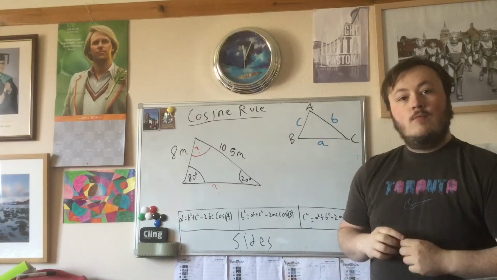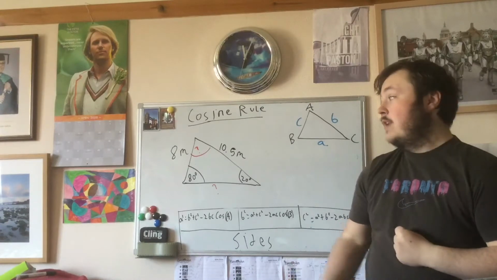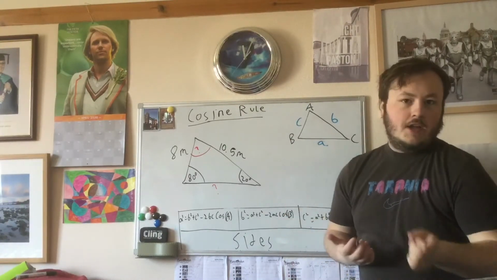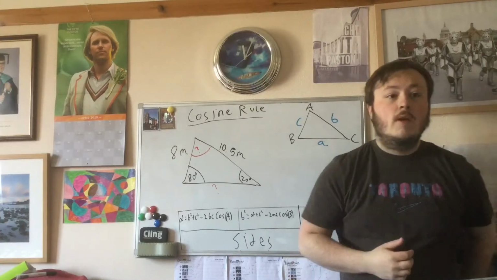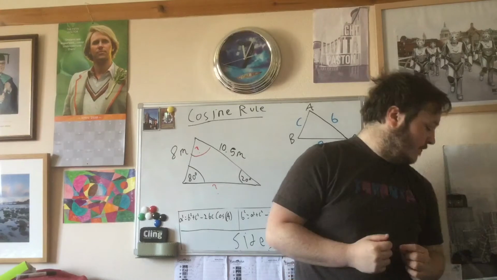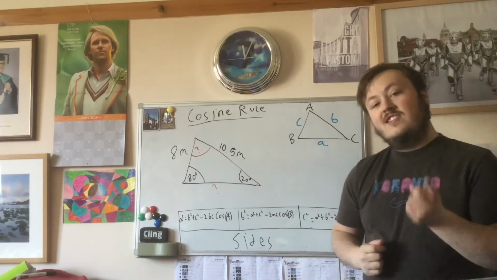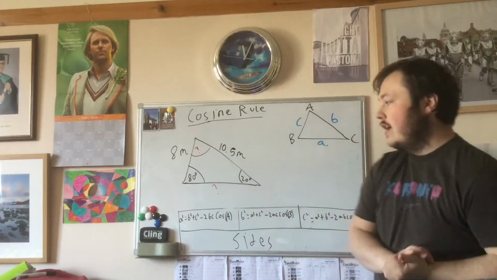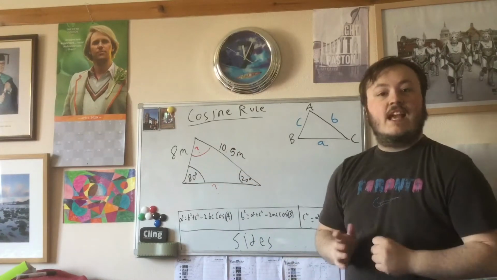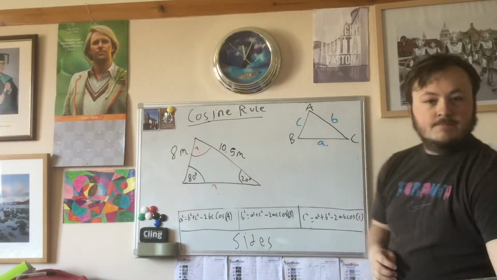Now yesterday we did part 1 of the cosine rule, where we used it to find missing sides of scalene triangles. Today we're going to continue with the cosine rule and use it to find missing angles. But firstly, let's solve the challenge I set you yesterday. I had this triangle, we had 2 of the angles, 2 of the sides, but I wanted you to find the missing angle and the missing side.